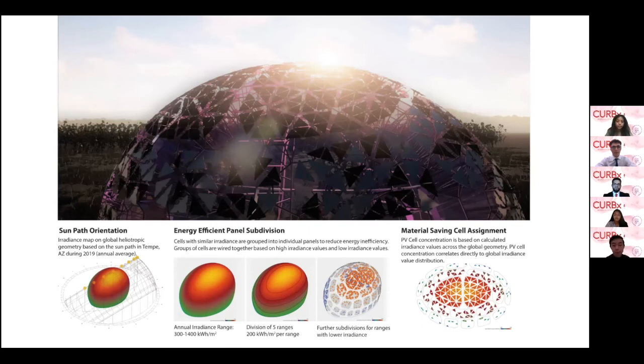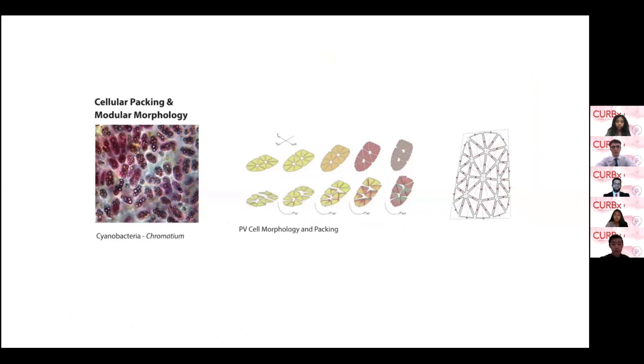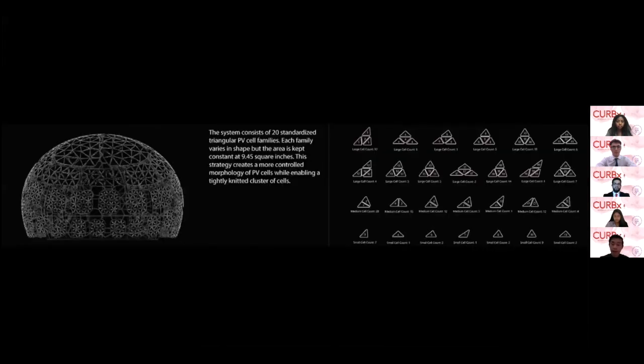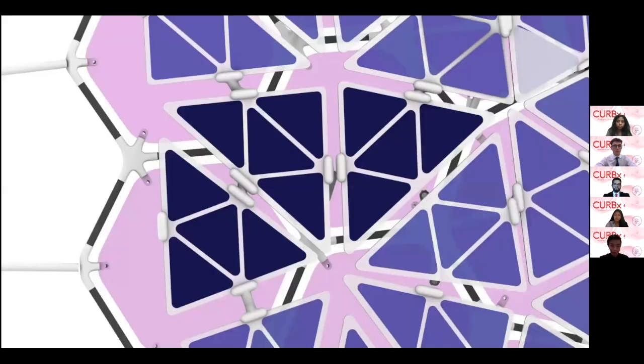So we decided to band cells with similar irradiance values into 4 bands, and then subdivide those PV cells into smaller cellular components. And then we decided to incorporate cellular packing and morphology that we took from cyanobacteria, and what we learned from them, and then basically created a taxonomy of PV cells that we could utilize to build this pavilion or this system.